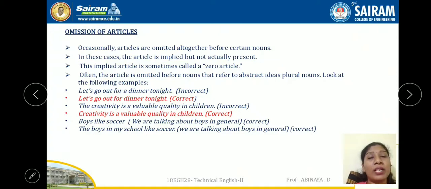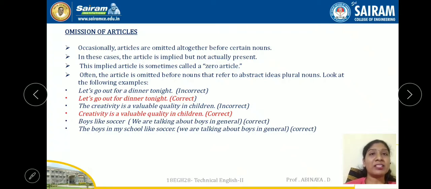Let's go out for a dinner tonight. What is that? A dinner. It is an abstract idea. Dinner is not a thing actually. Dinner is not the food we are eating actually. It is an abstract idea. Right? The night meal, if we are eating something at night, we are calling it dinner. So it's an abstract idea.